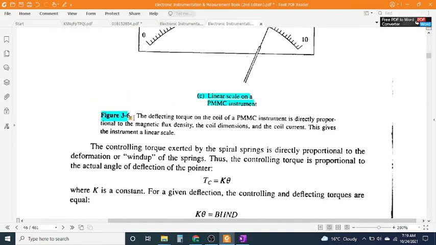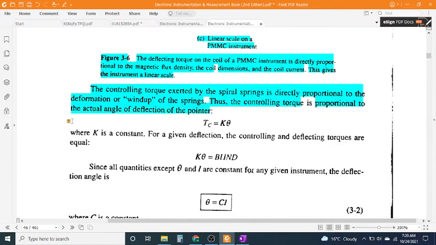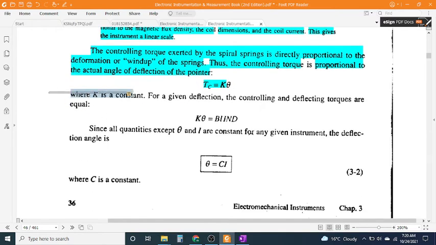Figure 3-6. The deflecting torque on the coil of a PMMC instrument is directly proportional to the magnetic flux density, the coil dimensions, and the coil current. This gives the instrument a linear scale. The controlling torque exerted by the spiral springs is directly proportional to the deformation or wind-up of the springs. Thus, the controlling torque is proportional to the actual angle of deflection of the pointer. T_C equals K theta, where K is a constant.